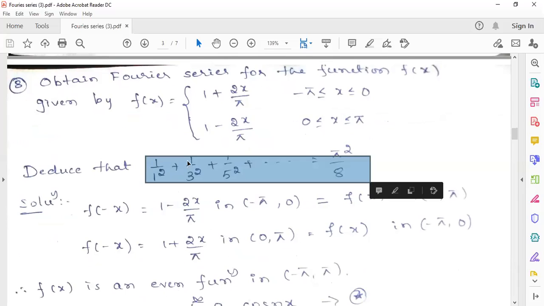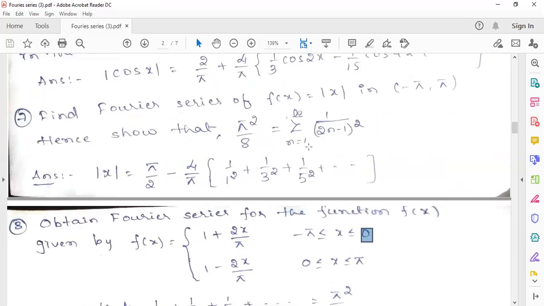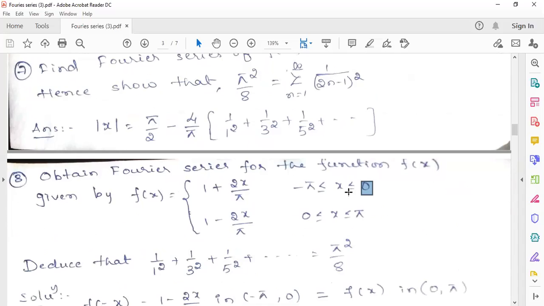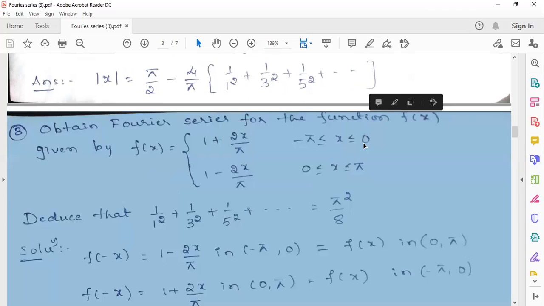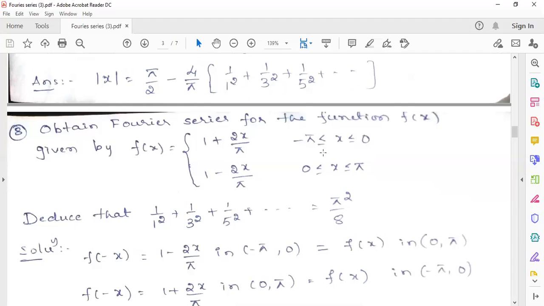So now we have to check whether this function, which is a discontinuous function, can be handled. Whatever we discussed till now were continuous functions. Now we are going to discuss whether we can implement the even and odd function concept for discontinuous functions which have a finite number of discontinuities. For example, this is a discontinuous function which is discontinuous at the point 0. So now we know how to find the Fourier series expansion for a discontinuous function.